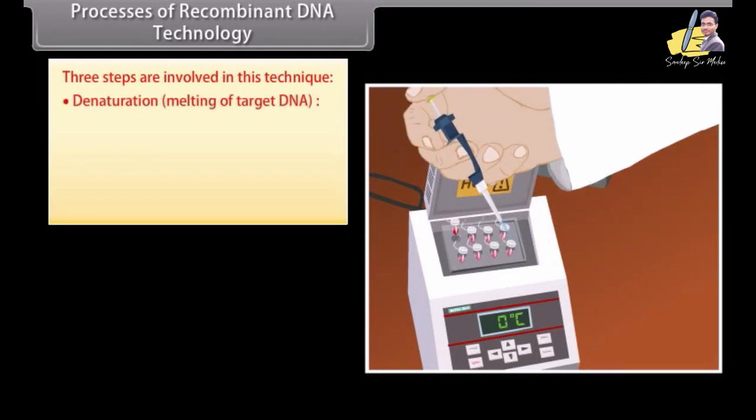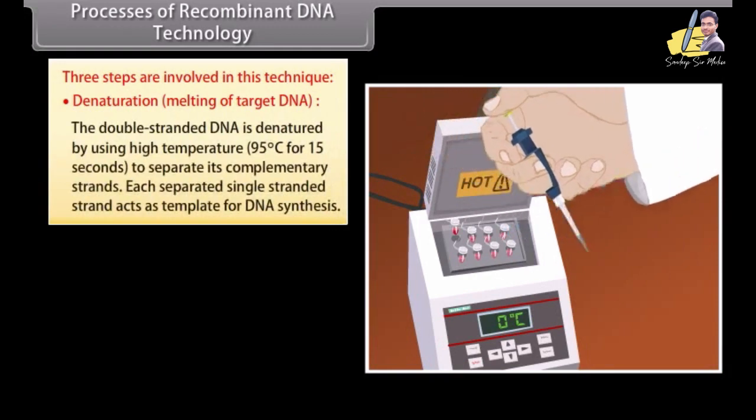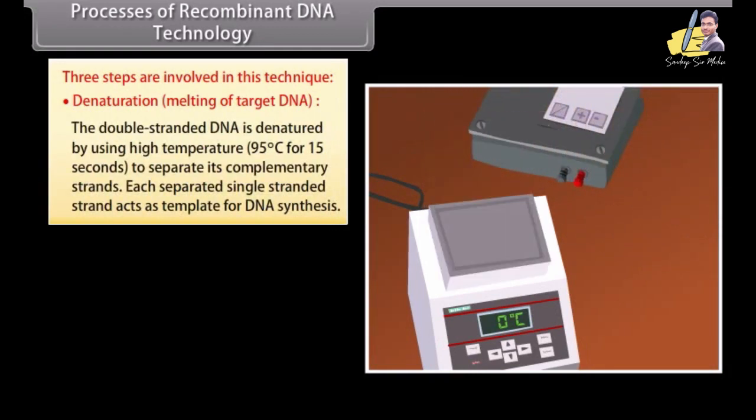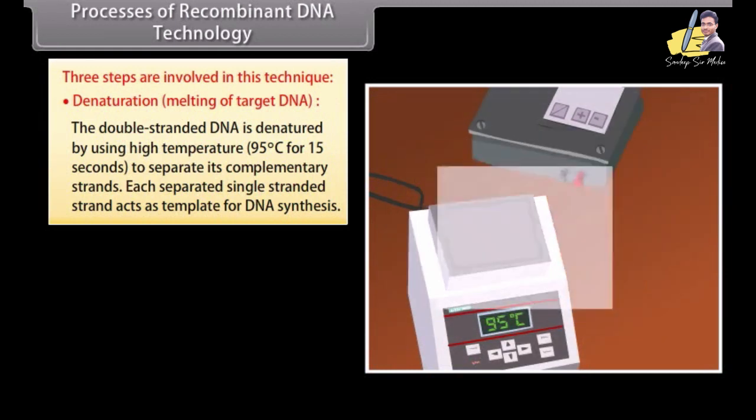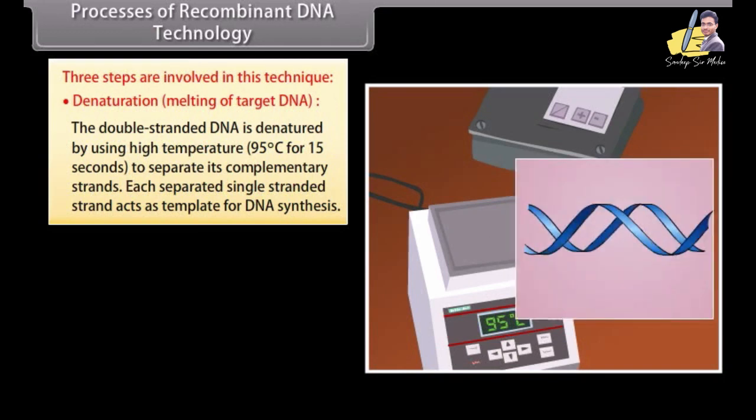Denaturation, melting of target DNA. The double-stranded DNA is denatured by using high temperature, 95 degrees Celsius for 15 seconds, to separate its complementary strands. Each separated single-stranded strand acts as a template for DNA synthesis.